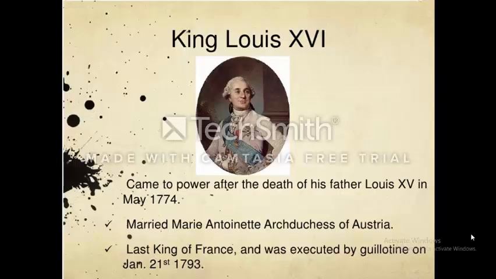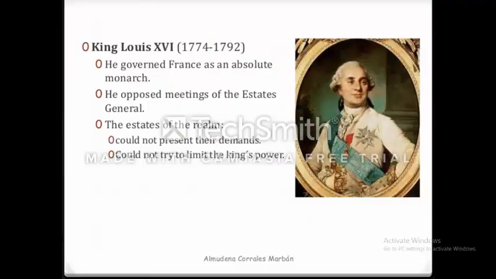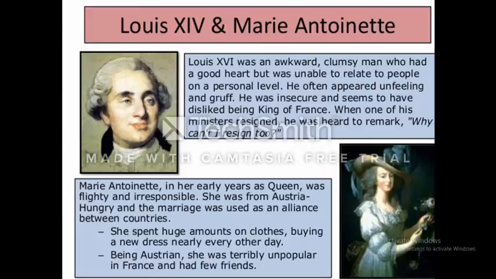King Louis XVI came to power after the death of his father, Louis XV, in May 1774. He married Marie Antoinette, Archduchess of Austria. He was the last king of France and was executed by guillotine on January 21, 1793. He governed France as an absolute monarch. He opposed meeting of the Estates General. The estates of the realm couldn't present their demands or try to limit the king's power.